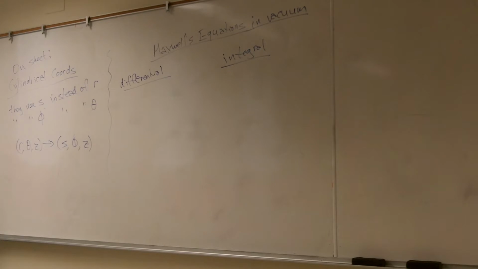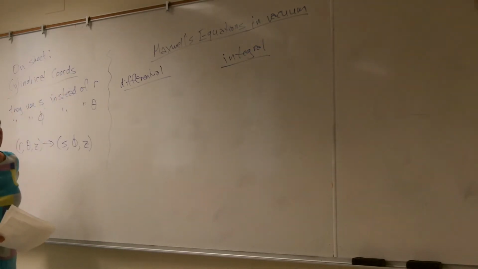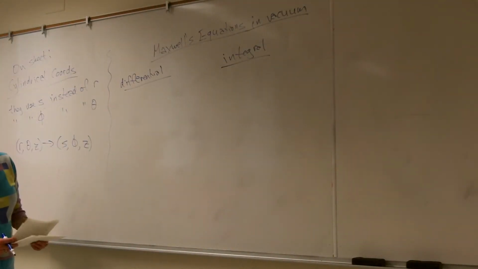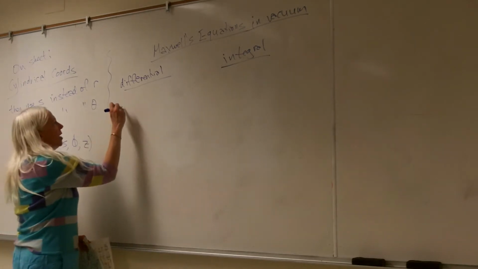which were good in a material as well as in a vacuum, involved 4 different fields. Our familiar E and B fields, electric and magnetic fields, but also a D field and an H field, which were closely related to the E and the B field, respectively. In a vacuum, remember the D field is just epsilon naught times the E field, and the H field is 1 over mu naught times the B field. So I can write, in a vacuum, Maxwell's equations just involving the 2 more familiar types of fields.